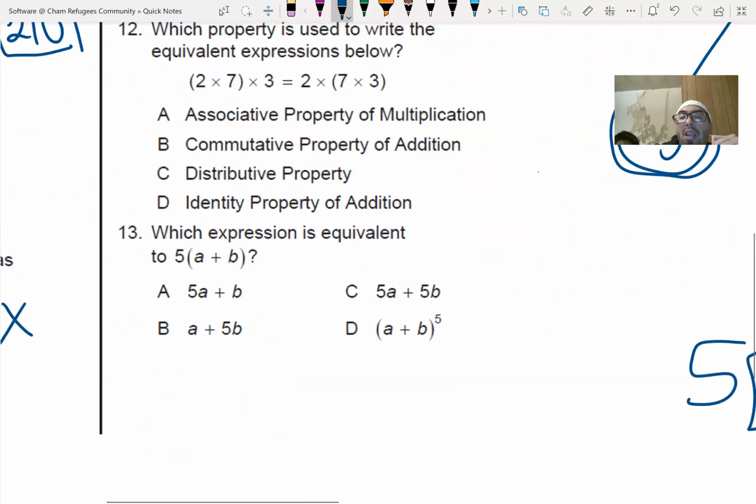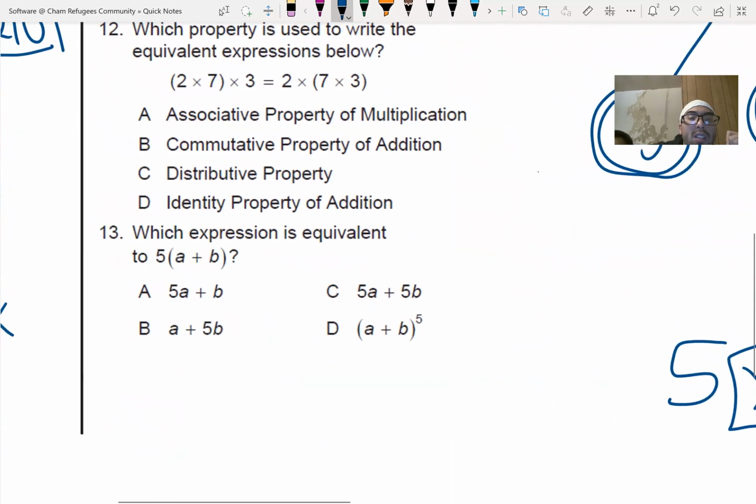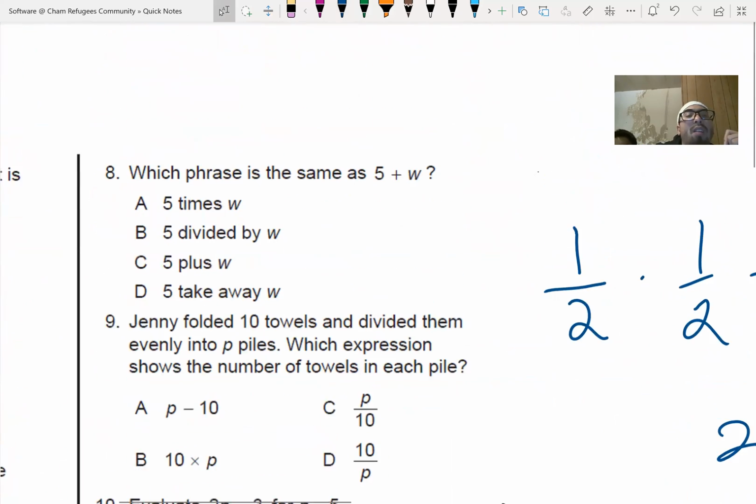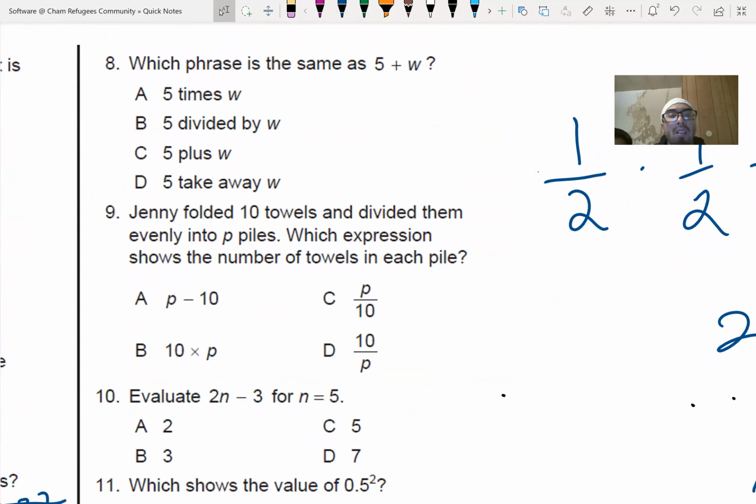Okay, we're just going to do one last one, and then I'm going to go over the problems with you guys on how to solve them and what you need to do for it, okay? So number 8 says the phrase is the same as 5 plus W. I just said it. If I know how to read, you guys should already know how to solve it. 5 plus W, right, is that one.